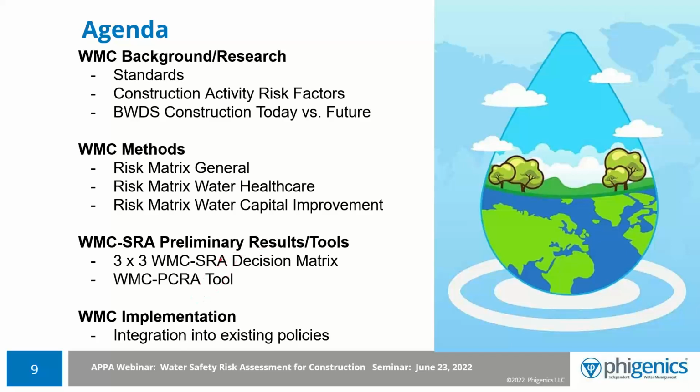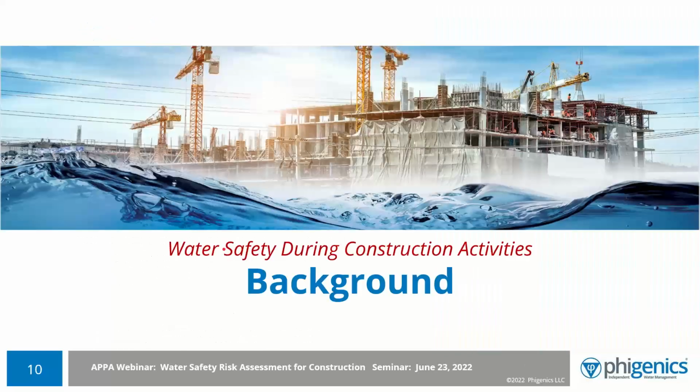We're going to then take a look at what I'm calling a Water Management for Construction SRA Safety Risk Assessment Tool. It's a 3x3 decision matrix. That'll make more sense to you. We're going to look at it later. We're going to look at a pre-construction risk assessment tool, and then we're going to talk about implementation strategies.